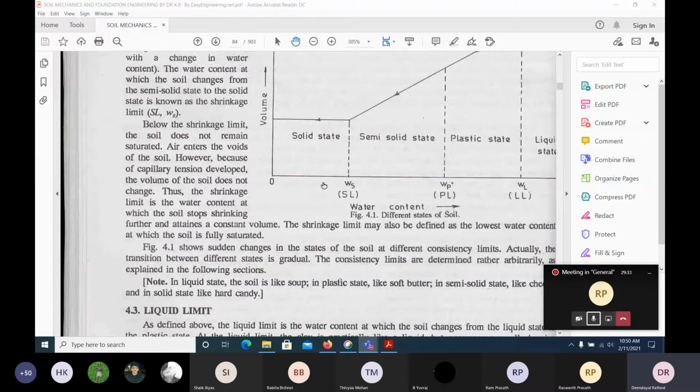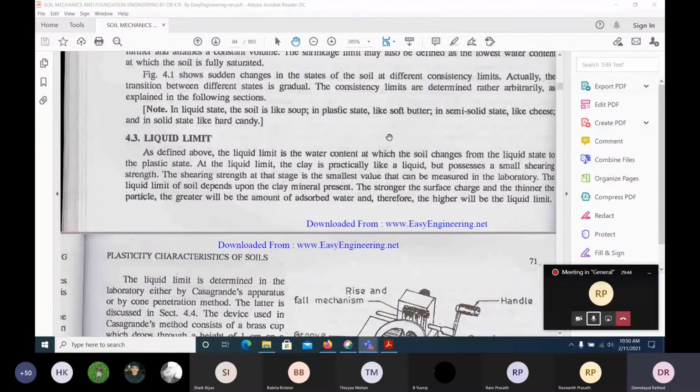Here there is no change in the volume. Remember it, after shrinkage limit, there is no change in the volume, even though water content is reducing. Remember this graph, very, very important.